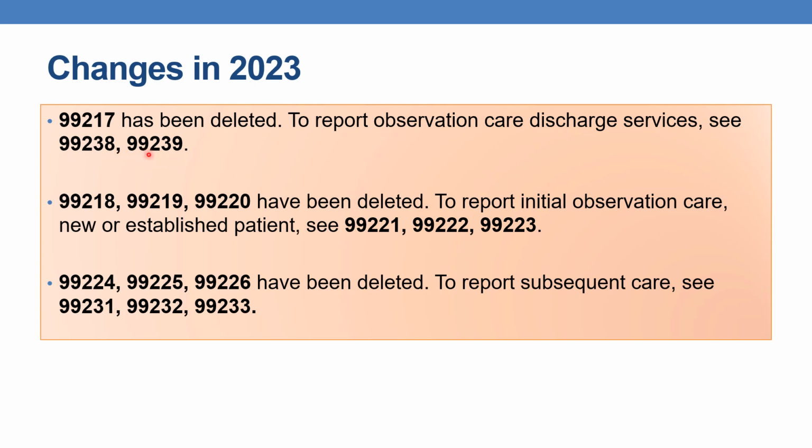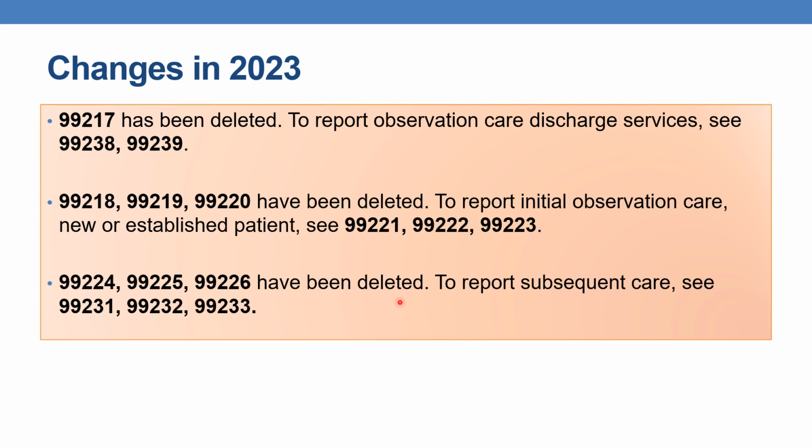These are inpatient discharge services. And similarly, CPTs 99218, 219, 220 have been deleted. They are the initial observation care services, new or established patient. Whenever we are coding, to report initial observation care, new or established patient, you need to see initial inpatient services, 99221, 222, 223. And similarly, 99224, 225, 226 have also been deleted.